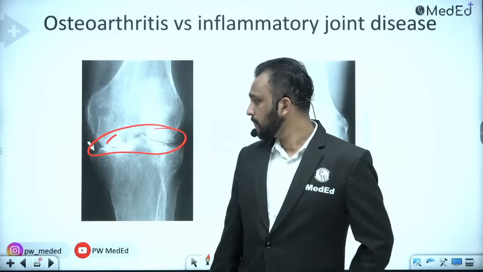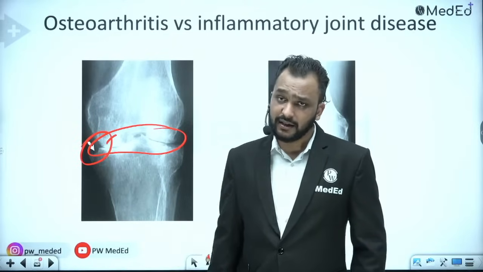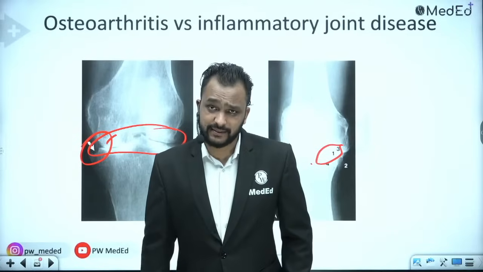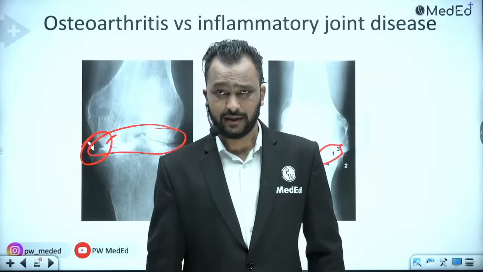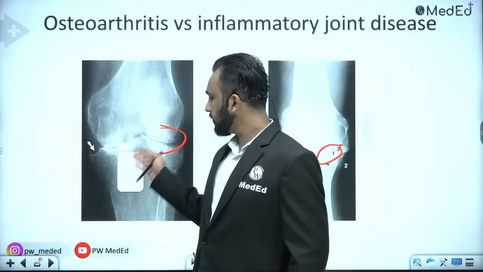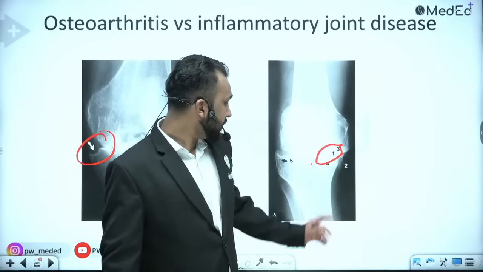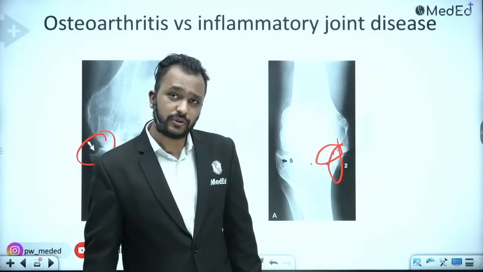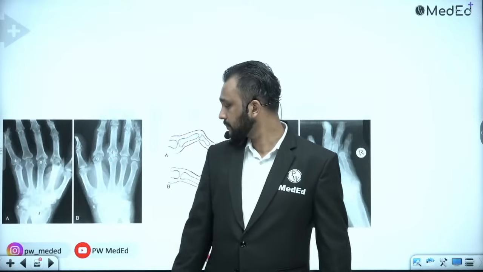Then second very important point, you are going to see erosions in patients with inflammatory arthritis. Erosions will be seen. Marginal erosions will be seen, but erosions will be absent in osteoarthritis. Can you appreciate here? There is a marginal erosion seen in this patient, and osteophytes will be present in osteoarthritis. They will be absent in inflammatory arthritis.